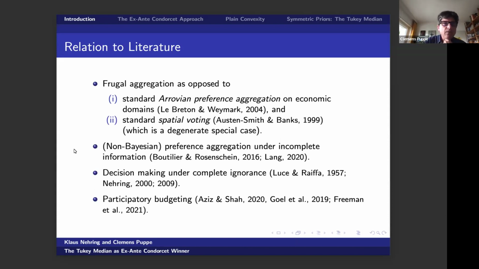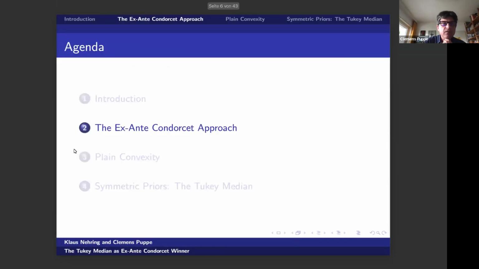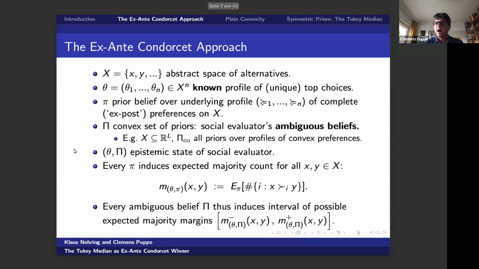But now, after all this introduction, let me come to the heart of the matter and answer Fuad's question. So I want to present you first the general ex ante Condorcet approach, and then I will specialize it to convex preferences. Okay, so we start with an abstract space of alternatives, X. Could be finite or infinite, it doesn't matter. It's an abstract space of alternatives.